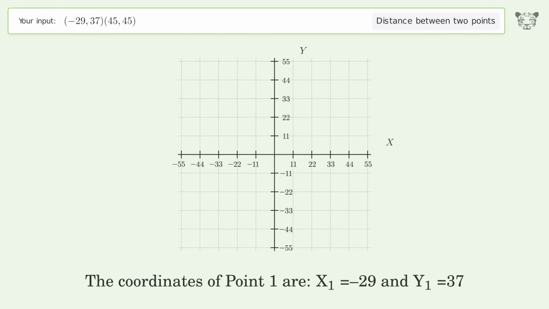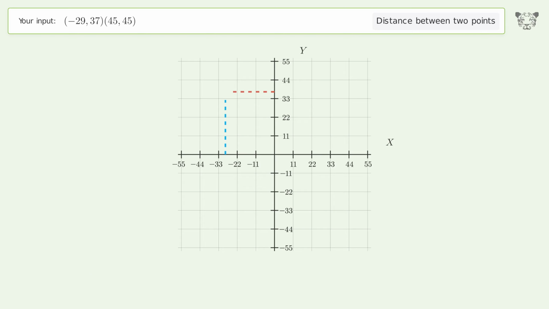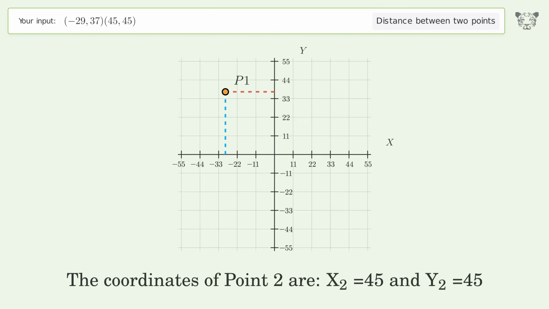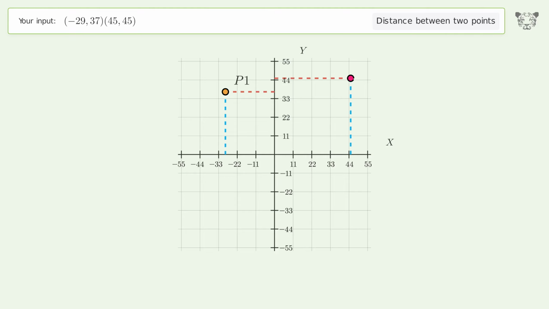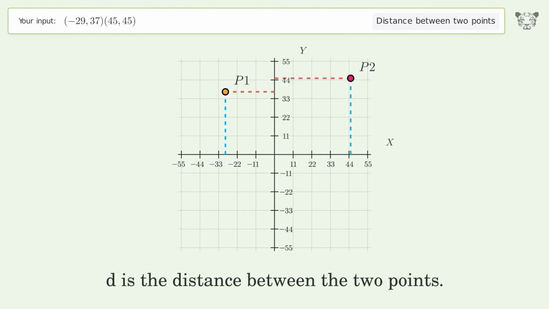The coordinates of point 1 are, x1 equals -29 and y1 equals 37. The coordinates of point 2 are, x2 equals 45 and y2 equals 45. D is the distance between the 2 points.